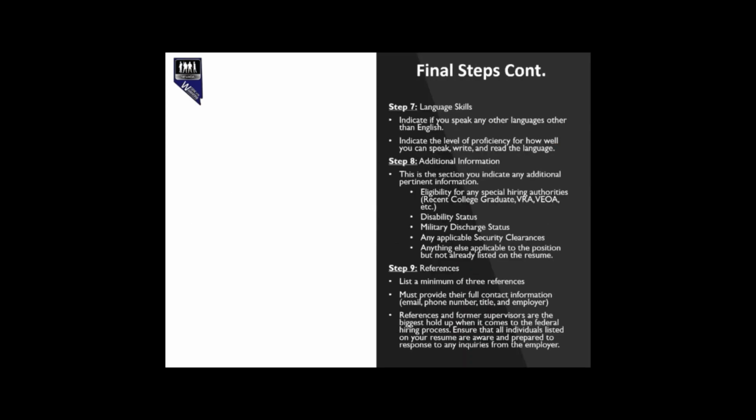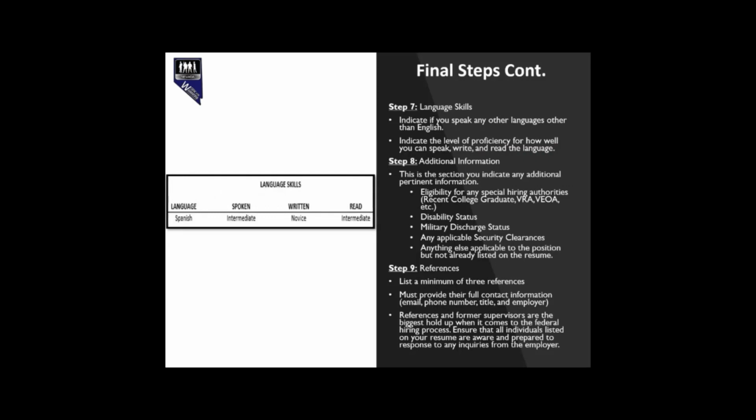The next section is going to be the language section. Now, this section is if you speak any other languages other than English. If you do not, you can leave this section blank or not even input it at all on your federal resume. If you do speak another language, you have to indicate the level of proficiency for how well you can speak, write, and read that language. Okay? So you will identify the language you speak. You will identify the level you're able to speak that language. You will identify the level you're able to write that language and the level you're able to read that language.